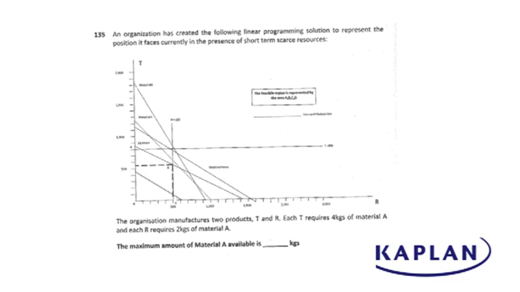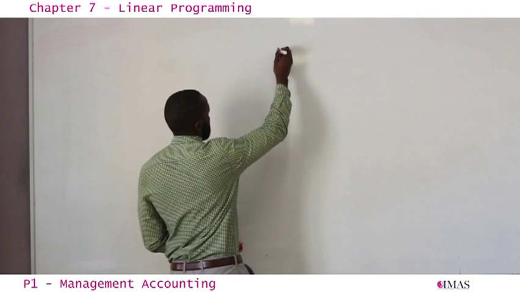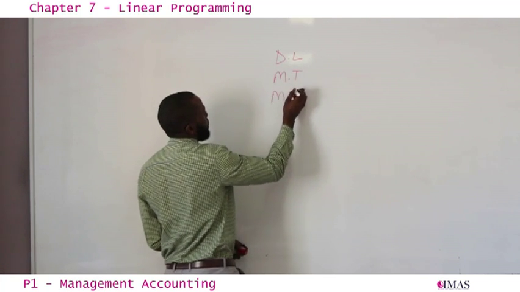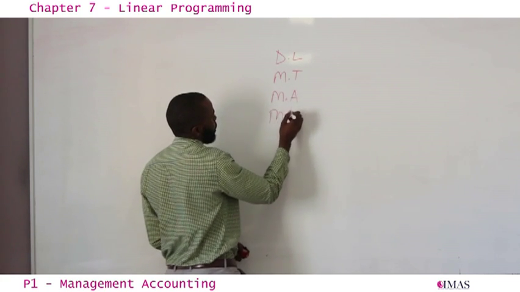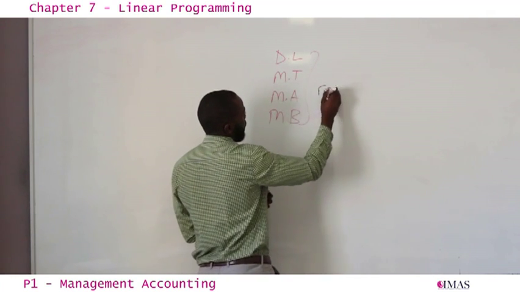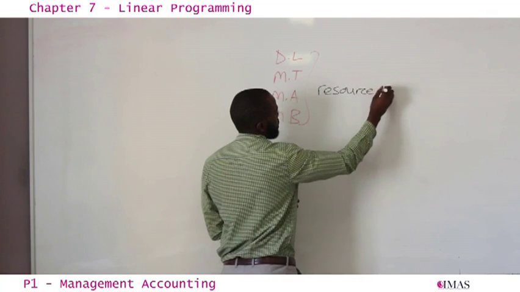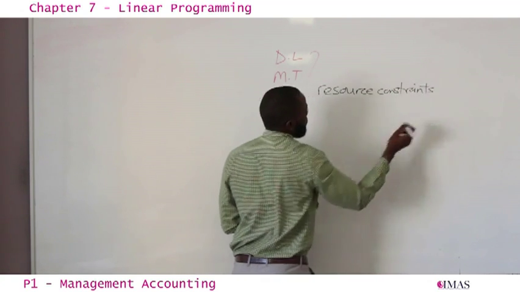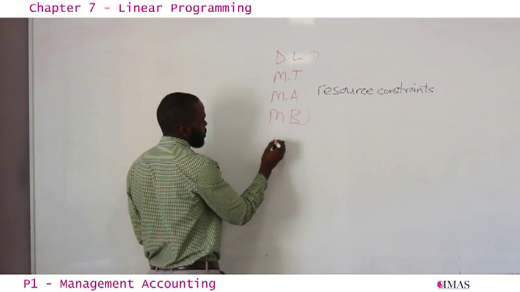So in question 135, we have 4 constraints, which are resource constraints. We have direct labor hours, material A, machine hours, and material B. Those are resource constraints. Then we also have demand constraints.